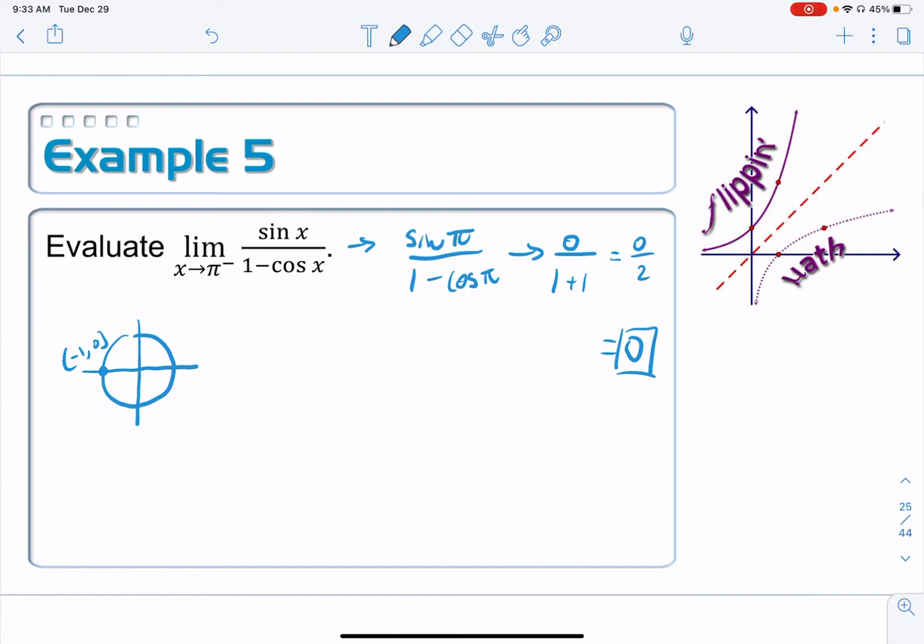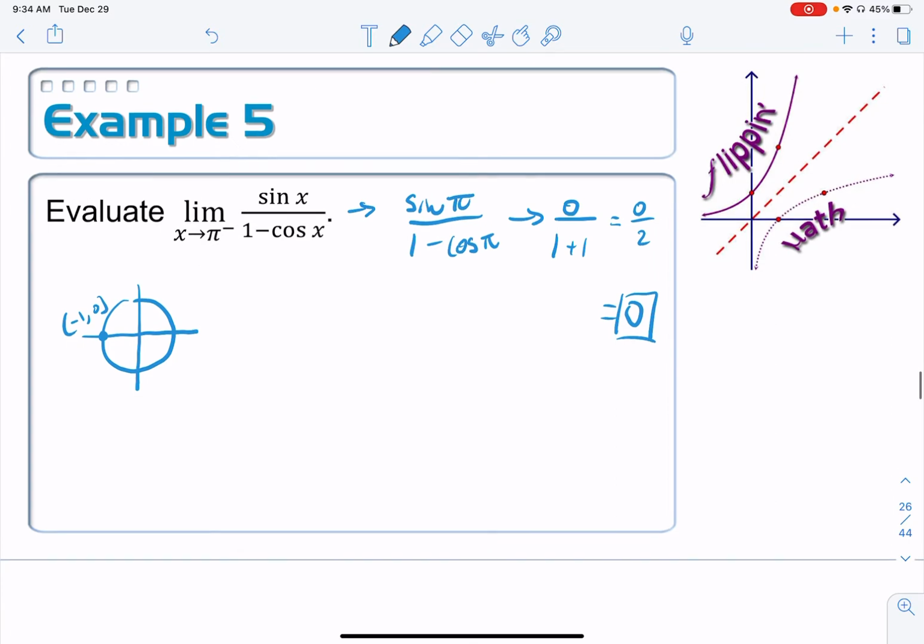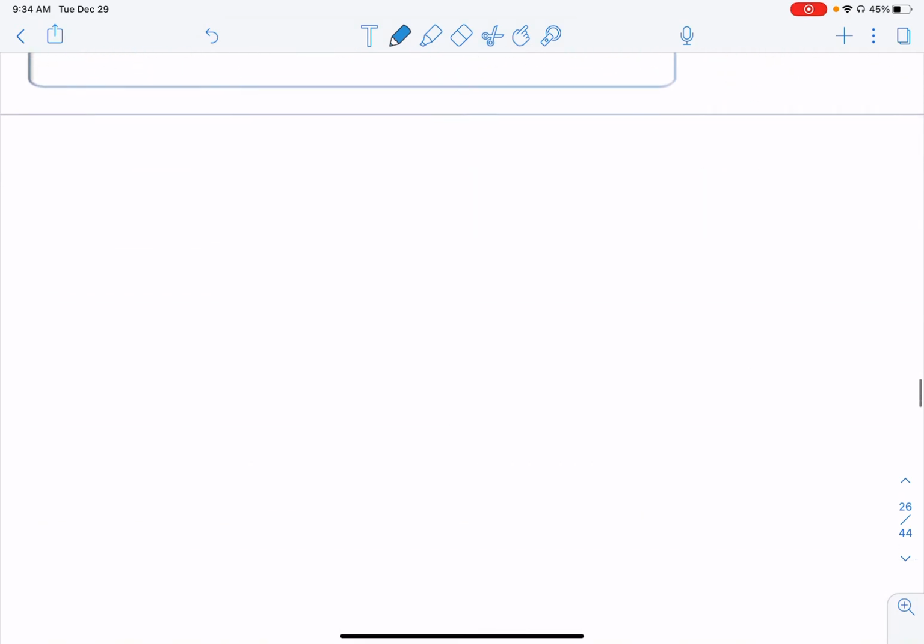I'm wondering how many of you were fooled into using L'Hopital's rule. Remember, we can only use it if you have the indeterminate form 0 over 0, or infinity over infinity. Let's see what happens if you do. And this might look familiar to some of you that tried this. I'm going to say don't try this.